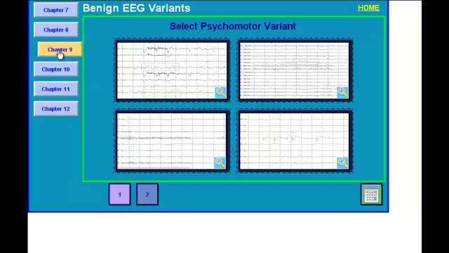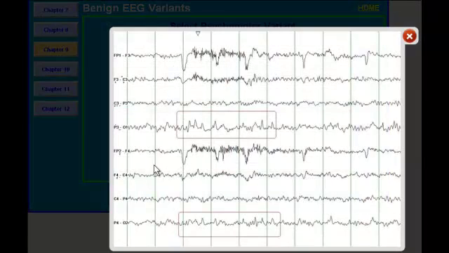So we are on Chapter 9, benign EEG variants. And the question is, select psychomotor variant. So let's analyze each of these slides separately. Let's start with this one. What do you see here? And the question is, what do you specifically see in these boxes?